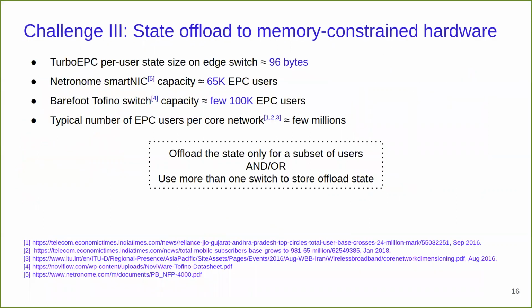Our next challenge is that a programmable hardware switch has a limited amount of memory. TurboEPC requires 96 bytes to store state for one user. Programmable hardware like Metronome can store state for 65K users, whereas Tofino switches can store state for a few hundred K users. But a typical mobile network has a few millions of users. The solution is to offload the state for a subset of users or add more switches to store the user state.